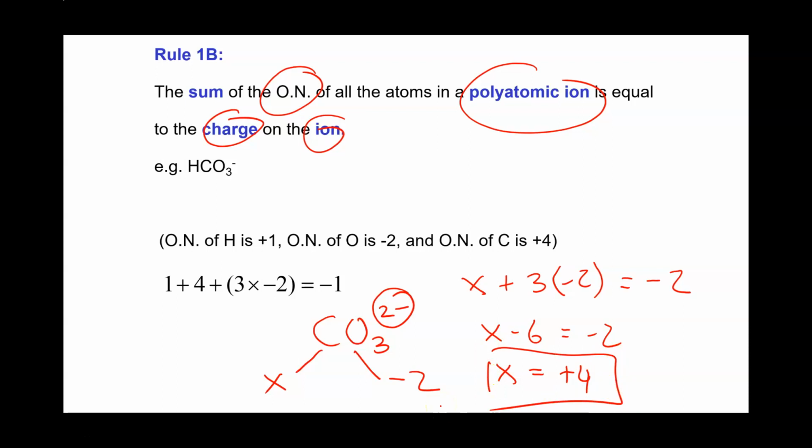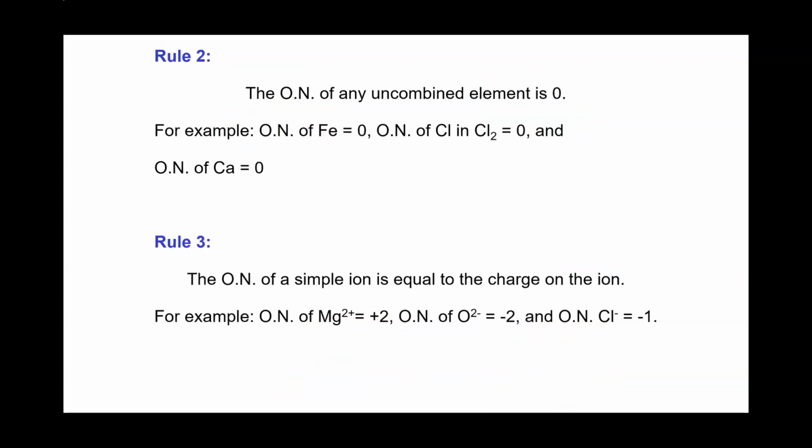So that's also a really, really handy rule when we're dealing with polyatomic ions. This rule here is always a great one to know because it reduces the amount of work that you have to do. The oxidation number of any uncombined element is 0. So super easy to apply.